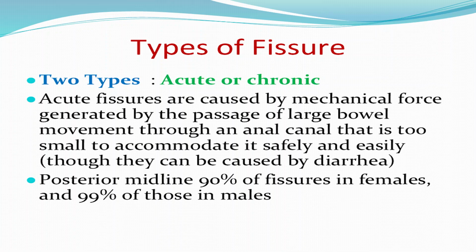Now, depending on the chronicity, depending on the time duration, this is just a touch and go. That's why I'm in speed. There are two types of fissure. One is chronic, one is acute. The acute anal fissure has a duration of less than 6 weeks.